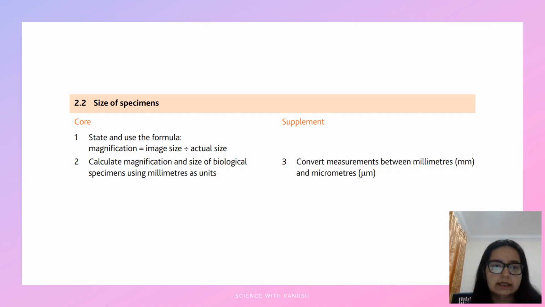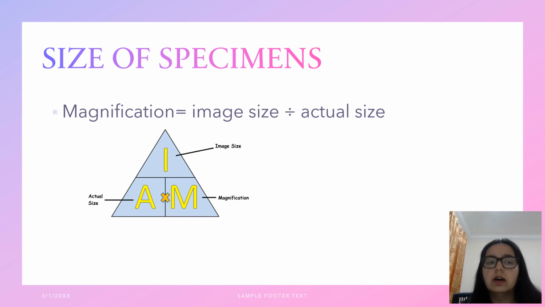So next we have our syllabus 2.2, in which we'll be seeing the magnification and how we can convert between different units. So for the formula of magnification, it is image size over actual size. So it will be easier to work out with this formula triangle.